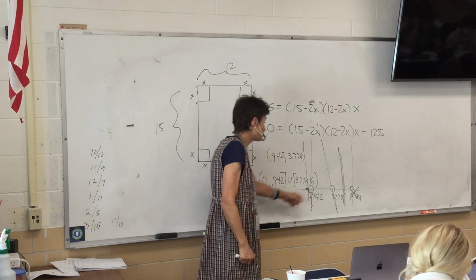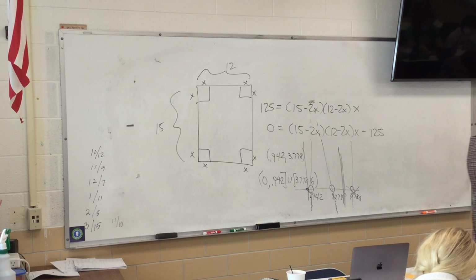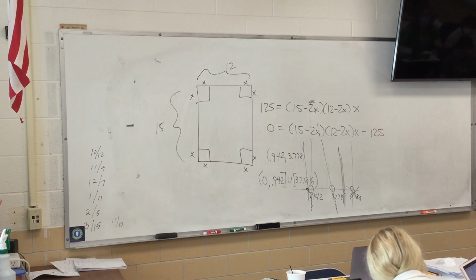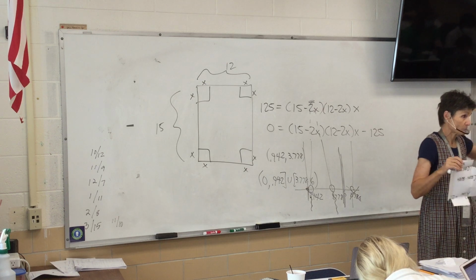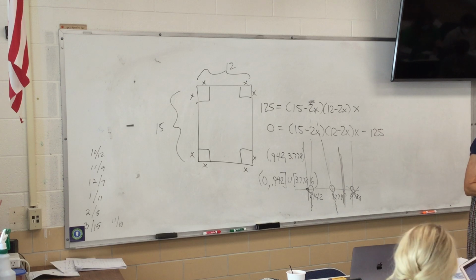Notice I didn't include 0 and 6. Think about the box a minute. What happens if I rip off corners size 0? Do I have a box? No, I just have a piece of paper, right? And what happens if I rip off corners size 6? Still no box because it's all gone, right? I've ripped off everything. So I'm not including those. Those are my upper and lower limits, my bounds, but I'm not including those. You okay with that?